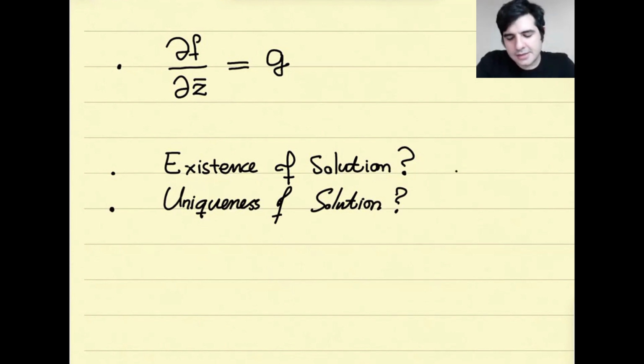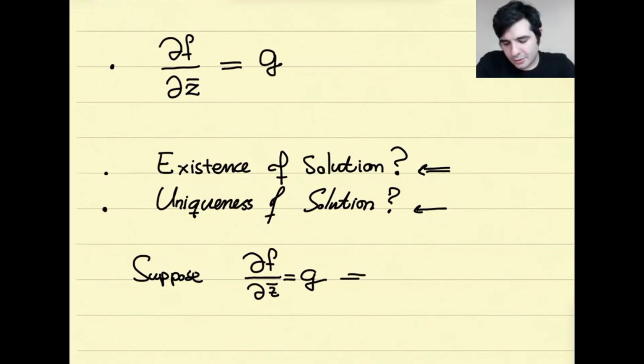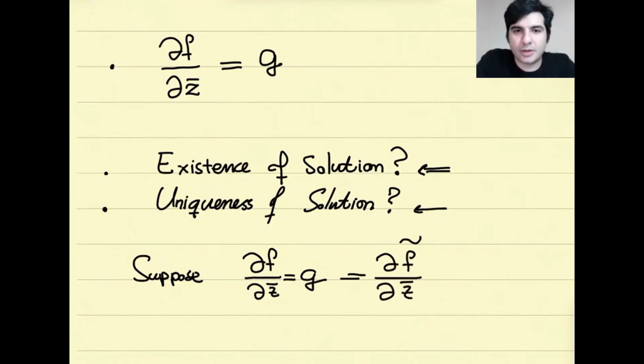So before answering the existence theorem, which is slightly more complicated, let me try to answer the uniqueness. What does uniqueness mean? It means suppose you already have a solution. So suppose we could find some function f so that its derivative with respect to z bar is equal to g. Is there any other function f so that its derivative with respect to z bar is also equal to g? The way to answer this question is to suppose there is also another solution, let's say f tilde, so that its derivative with respect to z bar is equal to g.